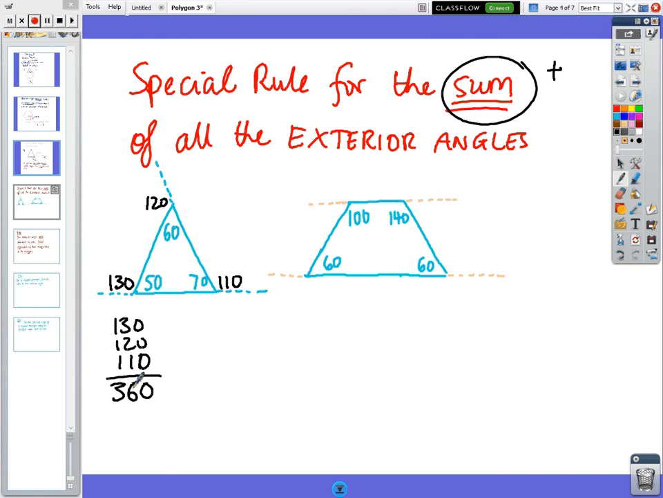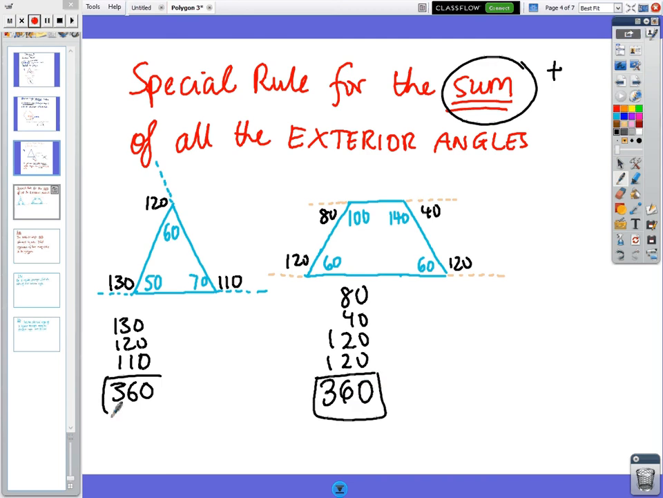Now, see what happens on the next one. Okay, so we've got 120, we've got 40, we've got 80, and I've got another 120. So I've got 80, 40, 120, 120, and when you add them up, you get the same answer. So it doesn't matter how many sides you have, you're always going to get 360. So that's going to be the rule. So copy and come across, and I've got a little rule.